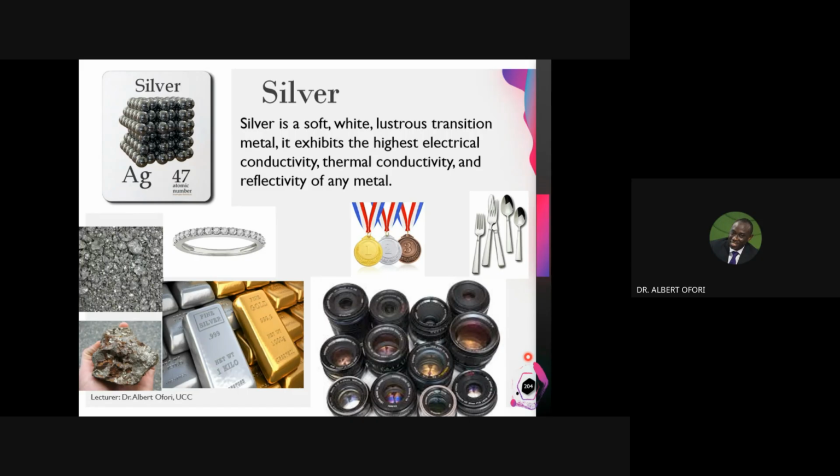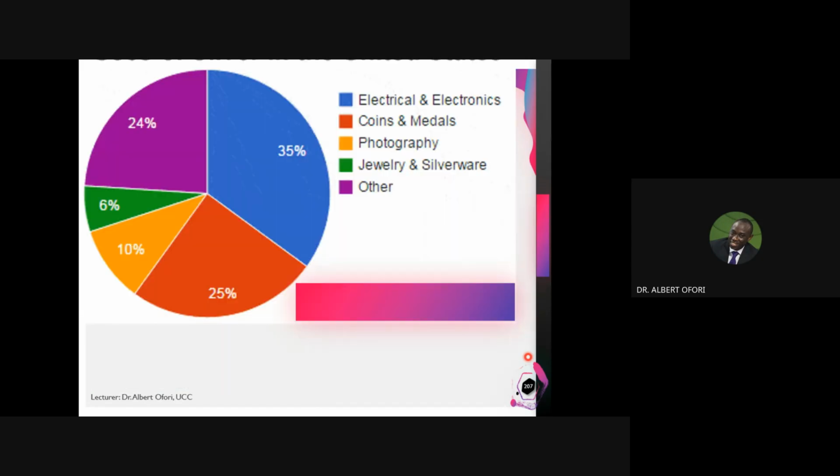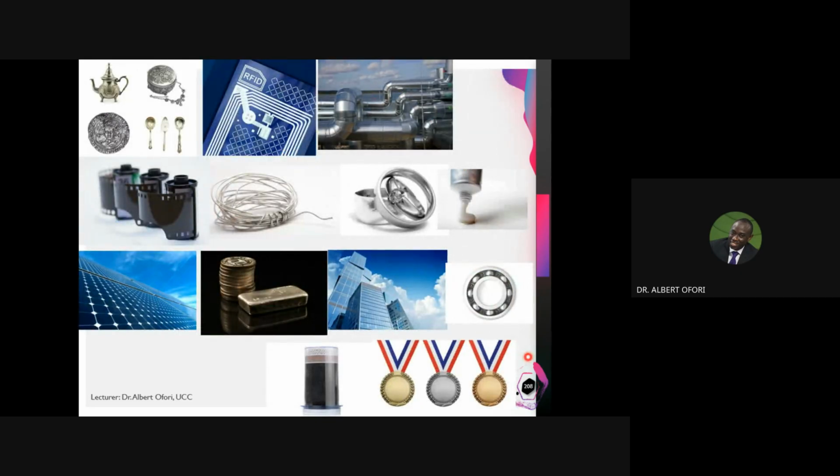So that's silver. Basically, if you look at it, we'll see silver in electronics, in coins and medals, photography, and jewelries, which of course silver jewelries are quite expensive and next to gold as well. So you see those that are there. And this is normally called a white metal, very white in color. So unique.